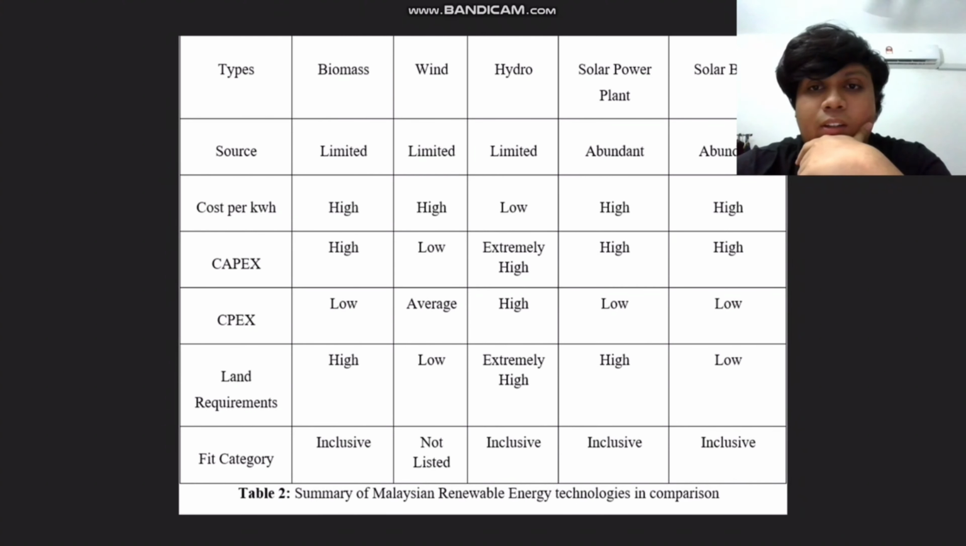For the solar power plant and solar BIPV, the sources are both abundant. The cost per kilowatt, both are high. The capex is both also high. The CPS is also high. AS low. The land requirements, the solar power plant is high, and solar BIPV is low. And for the feed category, both solar are inclusive.